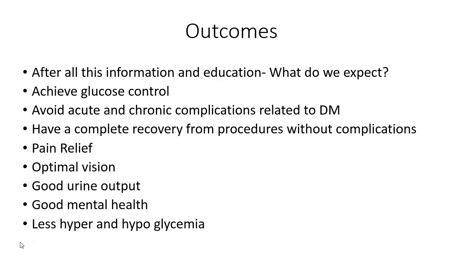So again, for outcomes, after all this information and education, what to expect. Our goal after all of this is for your patients to achieve glucose control. So again, our target's 100. It's 140 to 180 for surgical, and for severely ill, you want 200. Avoid acute and chronic complications related to the diabetes. They're going to get neuropathy, they're going to get diabetic retinopathy, they're going to get these things no matter what. But if you can control the blood sugars and teach them how to live as healthy as possible, you can at least slow down the progression of these diseases. Have a complete recovery from procedures without complications.